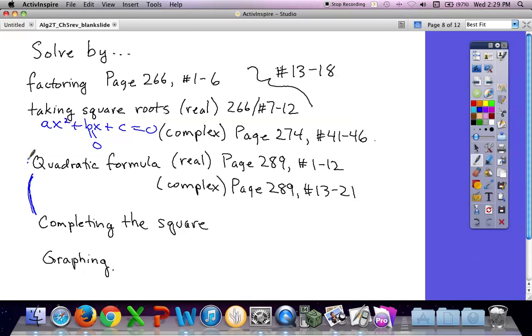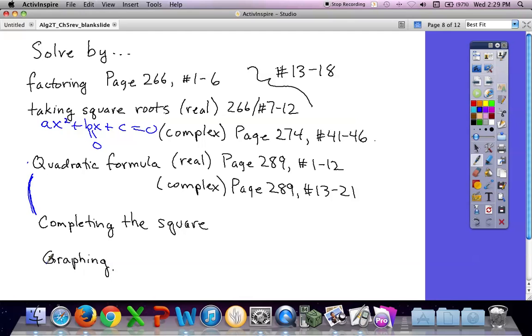Remember that when you solve by graphing, you put the equation as a function in the calculator, and you look for where it crosses the x-axis. What if it doesn't cross the x-axis? Then the method doesn't work, right? The method doesn't always work. It only works when it crosses the x-axis.